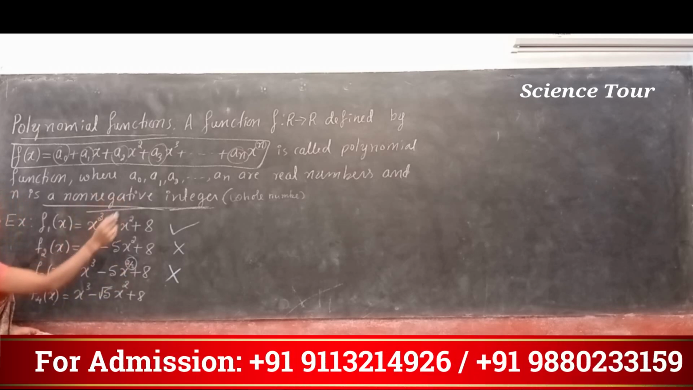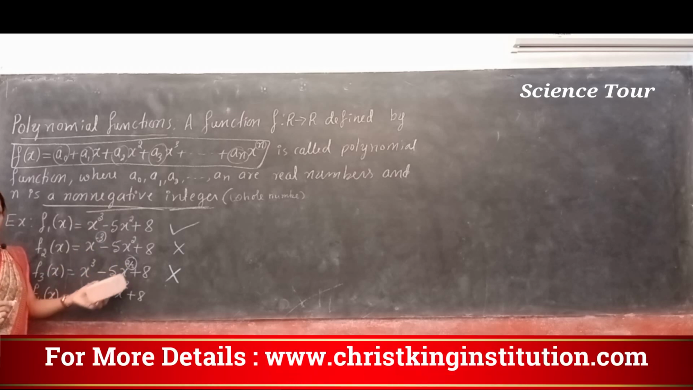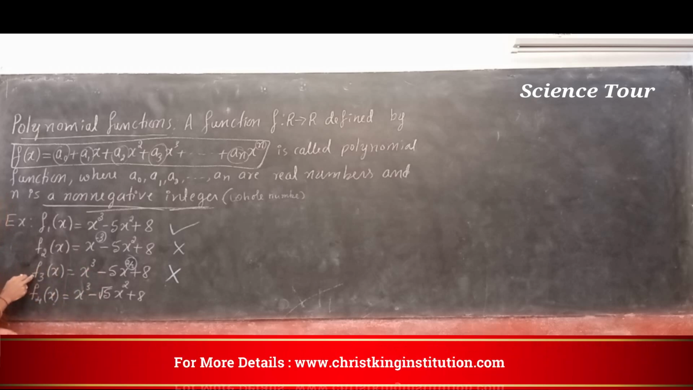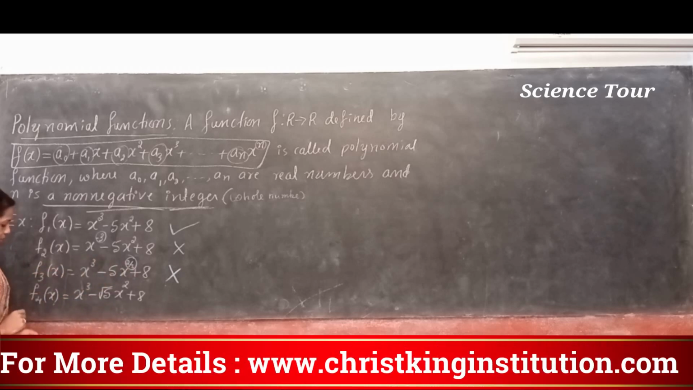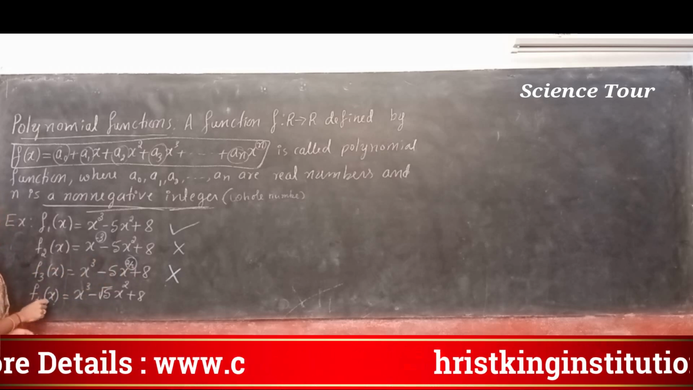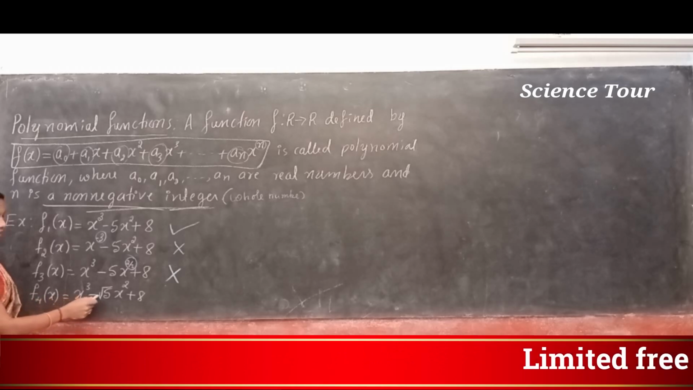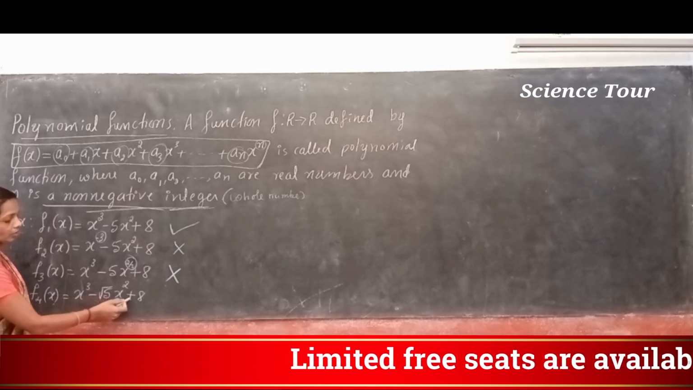Okay, it is not a non-negative integer, it is not an integer, it is a fraction. It is a rational number, 2 by 3. So for that reason f3 of x is not a polynomial function. Next, f4 of x equals x cube minus root 5 x square plus 8.